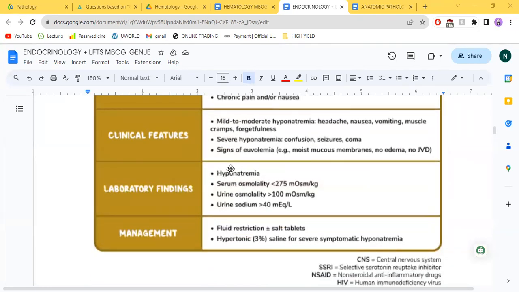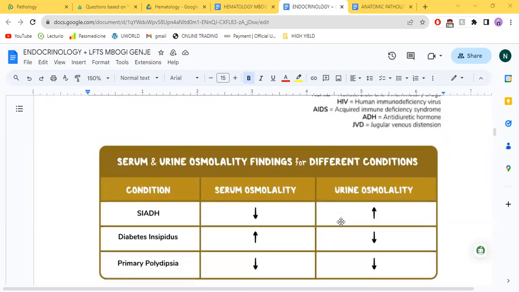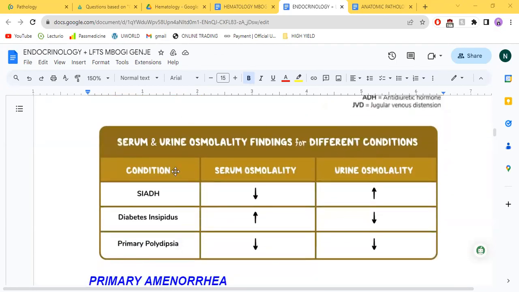Lab findings, hyponatremia, so serum osmolality will be low, urine osmolality greater than 100, urine osmolality will be high. Management, fluid restriction, as I told you, plus minus salt tablets, hypertonic saline for severe symptomatic hyponatremia. Then this is basically a high-yield thing that you should remember.